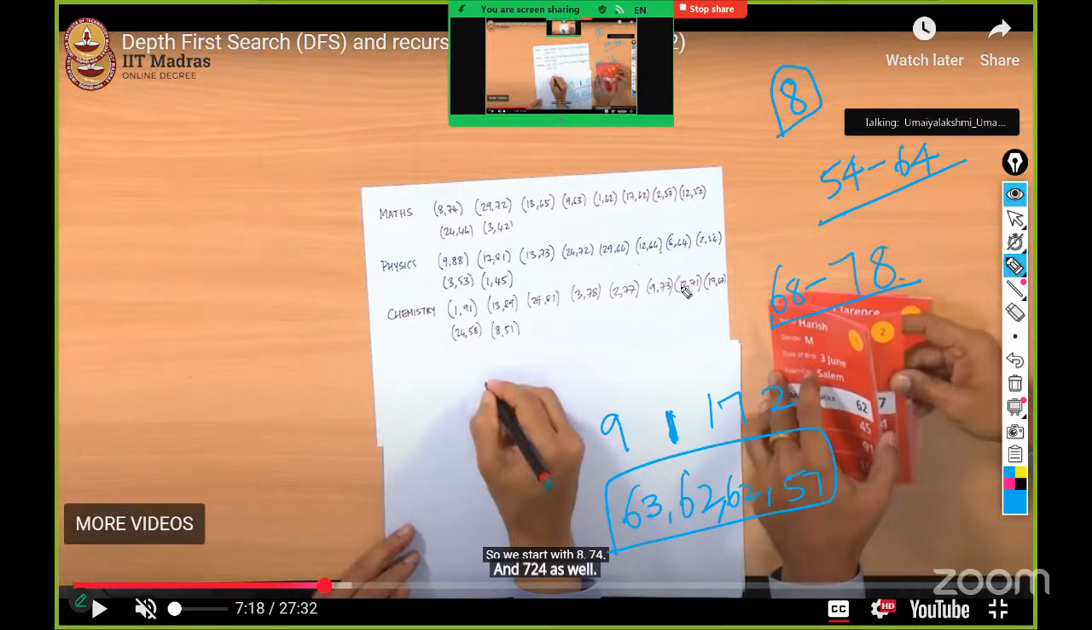17 is possible? No, but 13 is possible, right? Then 17, no, yeah, 17 is impossible. 13 and 24 are possible. Yes, only these two are possible, right?